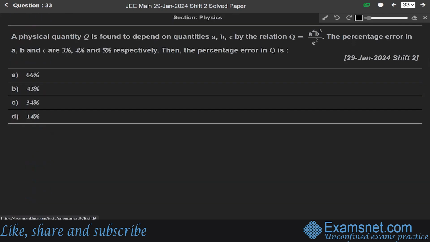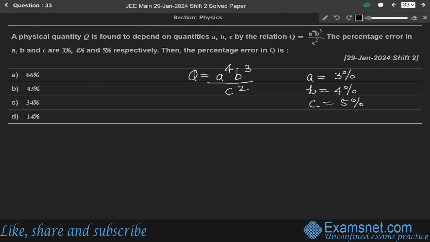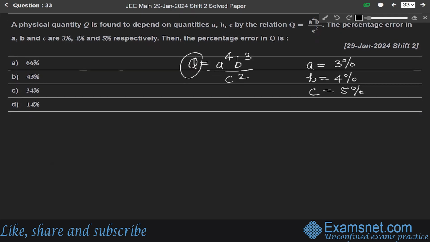Now next question, question 33. This question says that a physical quantity Q is found to depend on quantities A, B, C by the relation Q equals A raised to the power 4 B cube over C square. The percentage error in A is 3%, B is 4% and C is 5% respectively. So we have to find the percentage error in Q by using the error analysis formula.